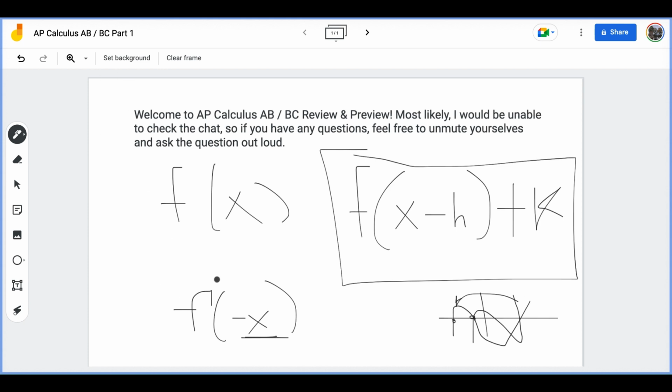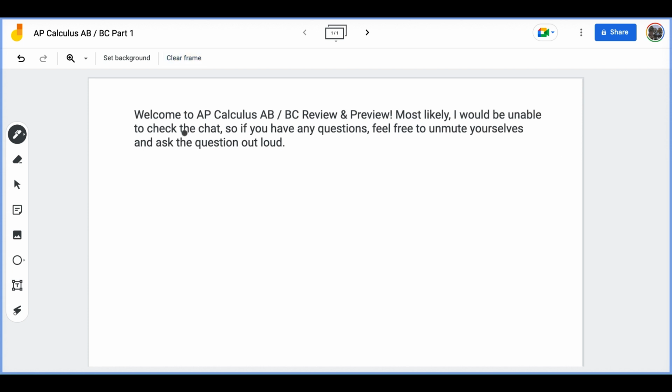If you want to reflect it across the x-axis instead of across the y-axis, you would put a negative sign in front of the entire function. That would reflect it over the x-axis, what I like to think of as horizontally, because it's moving through the horizontal axis. So those are the main 2 transformations.